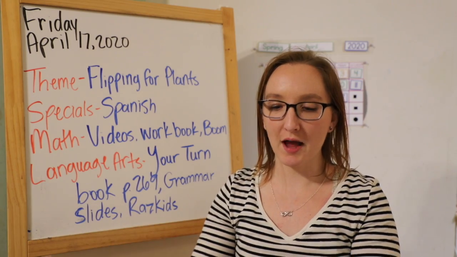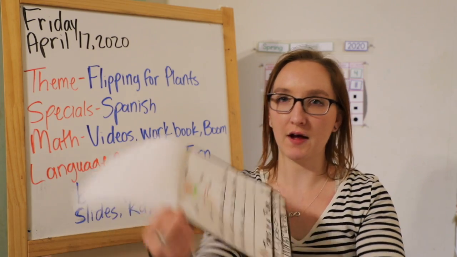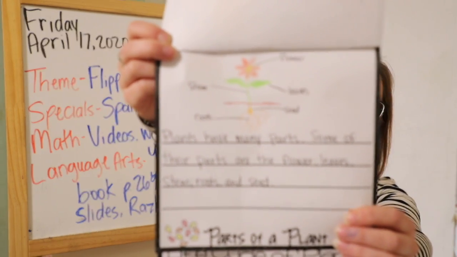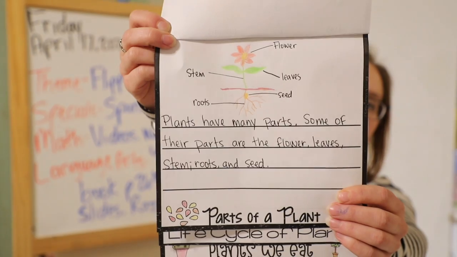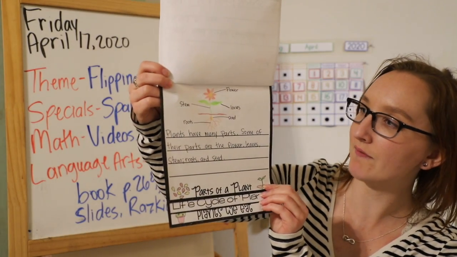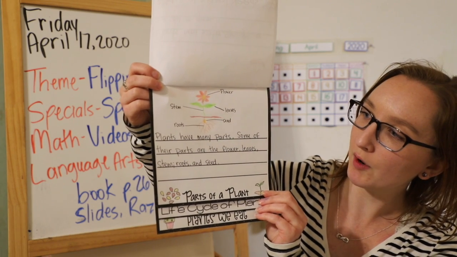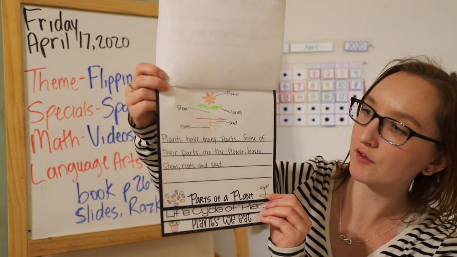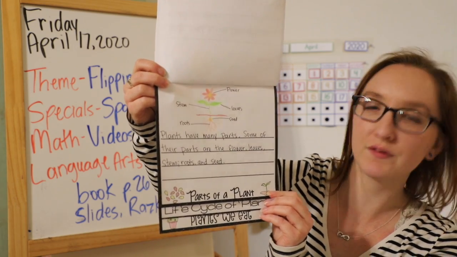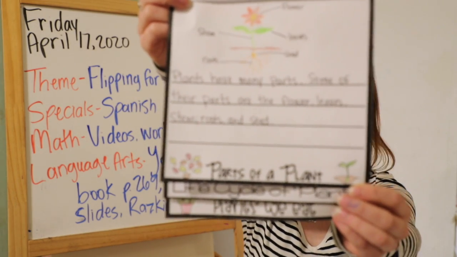And the next flap, I drew a picture of a flower, and I had labeled it out. And I just went over everything that a plant has on my lines. So I wrote, plants have many parts. Some of their parts are the flower, leaves, stem, roots, and seed.